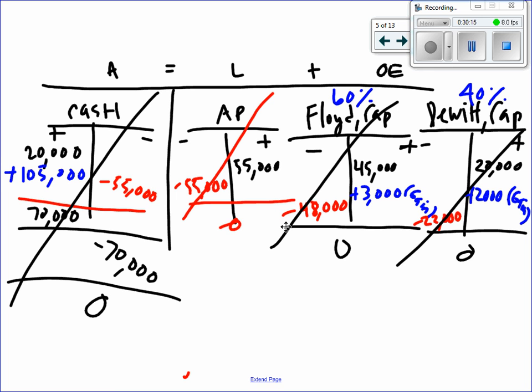Who would we give the cash to in this case? Floyd the person, not Floyd Capital. And DeWitt the person, not DeWitt Capital. Because the partnership's gone. The 2 partners walked off into the sunset.